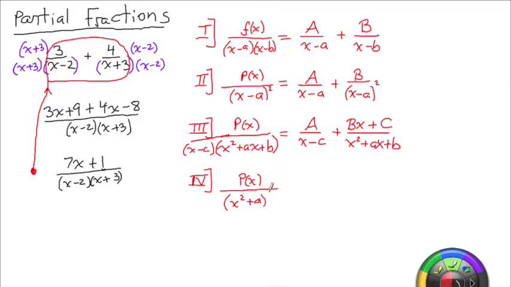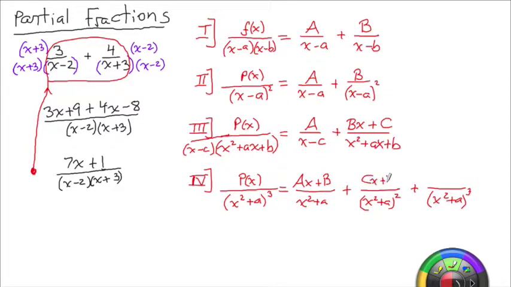Oh, let's even make it cubed, make it really bad. So this would turn out to be over x squared plus a, and over x squared plus a all squared, and over x squared plus a all cubed. And each one of these, since they're a quadratic factor, you would have to have a linear factor for the first one, a linear factor for the second one, and a linear factor for the third one. So let's see here, a, b, c, d, e, x plus f.